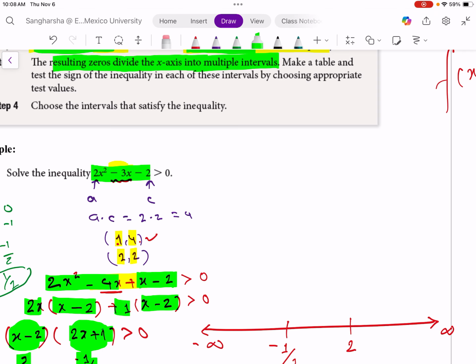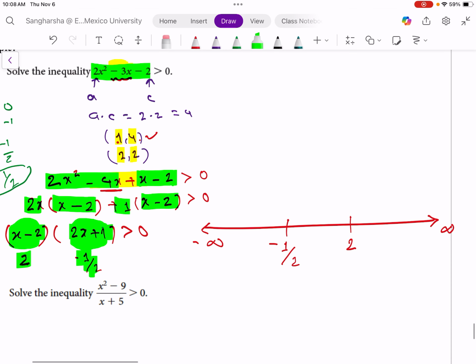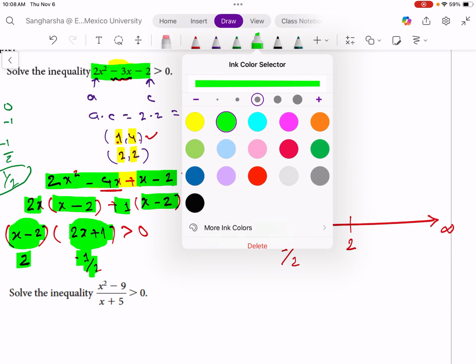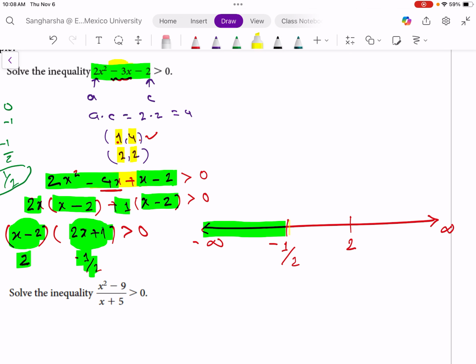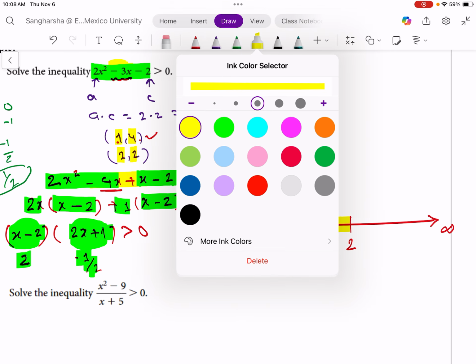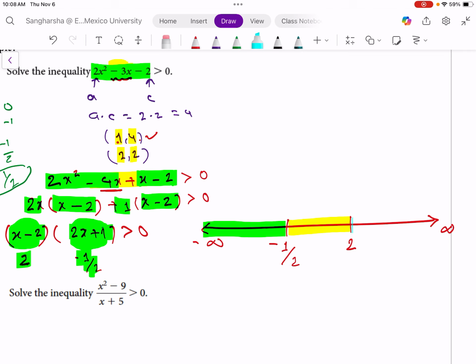Make a table and test the sign of the inequality in each of these intervals by choosing appropriate test values. Okay. Now we have 3 sections. So we have this interval, and this interval, and this interval. So we have 3 intervals. Now out of these 3 intervals, we have to find the correct interval as a solution for this quadratic inequality.